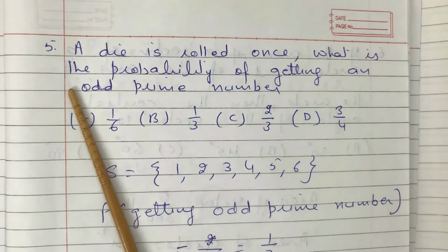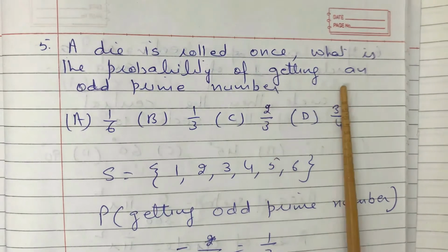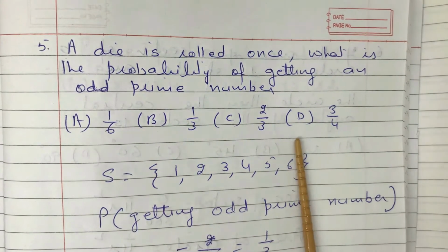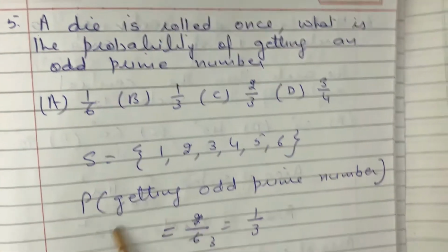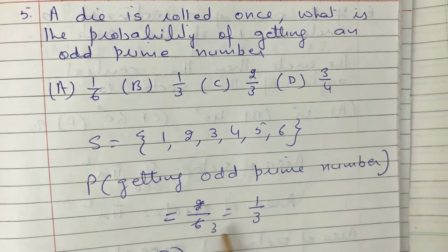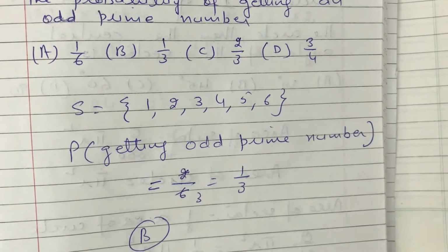Now the fifth question. A die is rolled once. What is the probability of getting an odd prime number? So there are 4 options. In a sample space there is 1, 2, 3, 4, 5, 6. So probability of getting odd prime number is equal to 2 by 6. That is equal to 1 by 3. So B is the option.